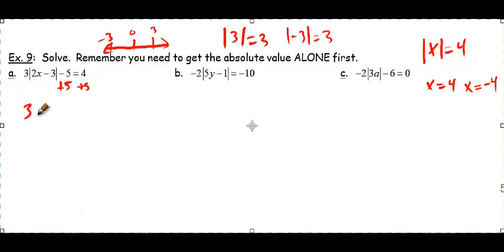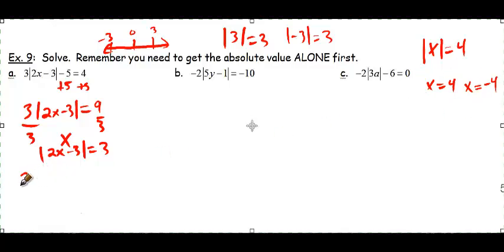And so you get 3 absolute value 2x minus 3 equal to 9, and then get rid of the 3 also, divide the 3 over, and you get the absolute value of 2x minus 3 equal to 3. So if I didn't have something complicated, if it was just absolute value of x equals 3, you would set the x equal to 3 or the x equal to negative 3, just like we did here. So it's a little bit more complicated, but it's just 2x minus 3 equals 3, or 2x minus 3 equals negative 3. So that's our setup.